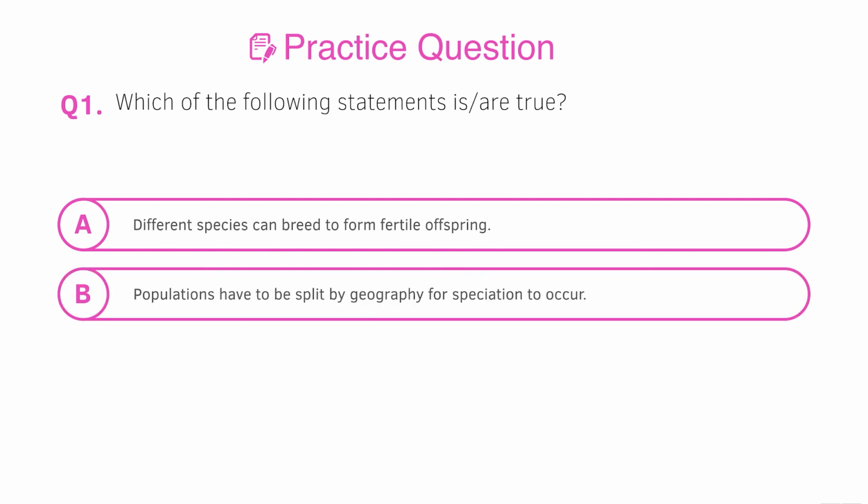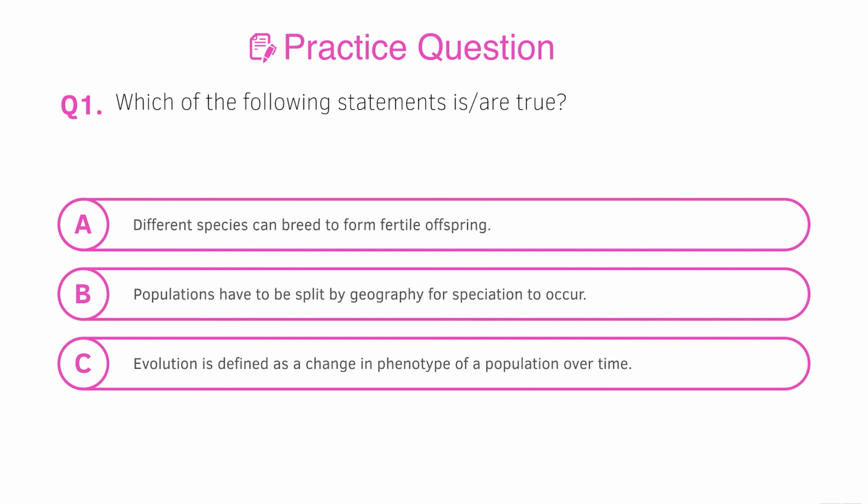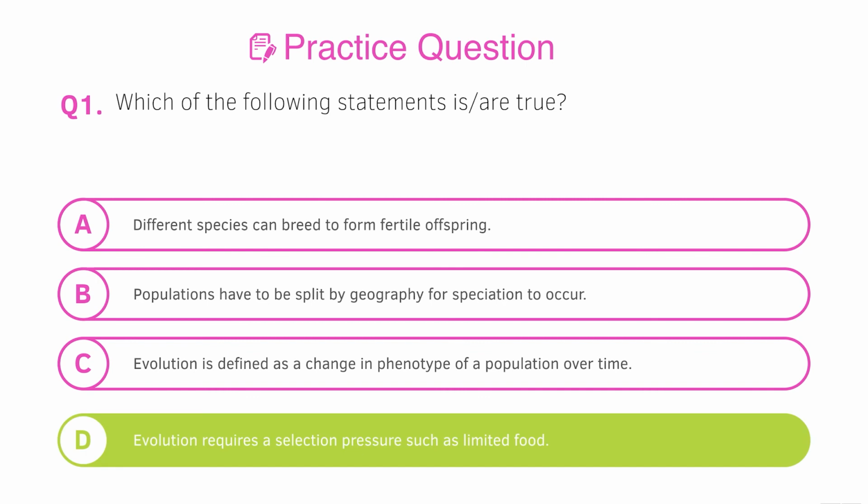B, populations have to be split by geography for speciation to occur. No, this is not an absolute requirement, it's just an example. C, evolution is defined as a change in phenotype of a population over time. No, that is not the definition of evolution that we came across earlier. And D, evolution requires a selection pressure such as limited food. Yes, we've seen that we require there to be some type of selection pressure on the phenotypes of the organisms.